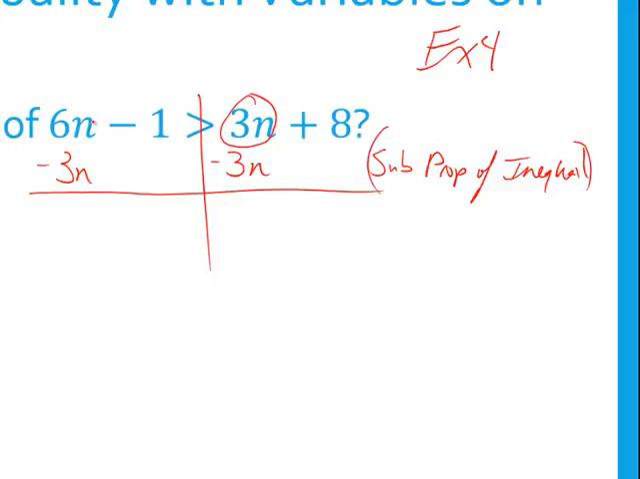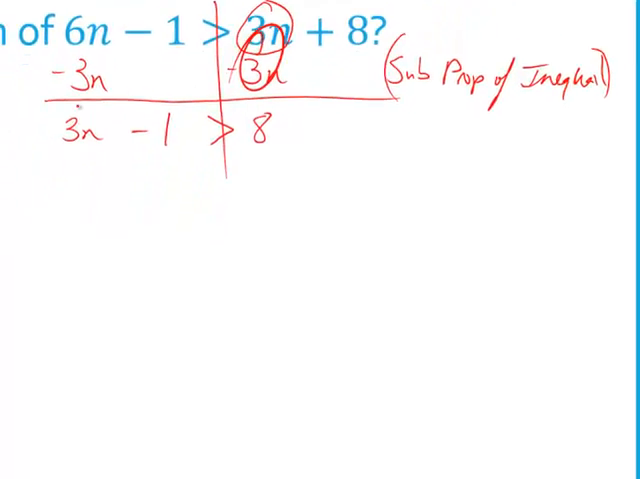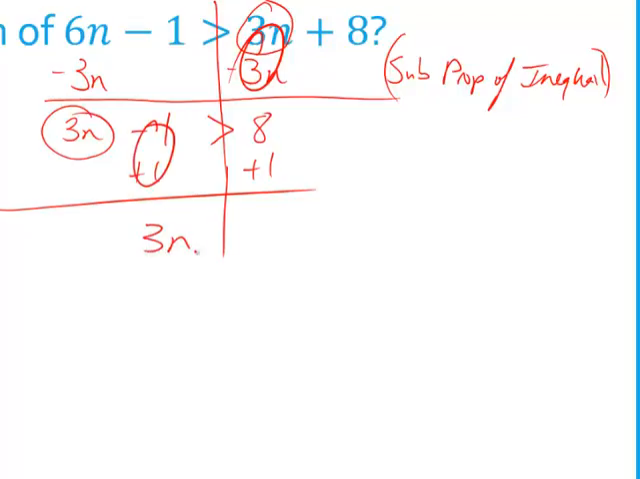Alright, so 6 minus 3 is 3n. Bring down the minus 1, greater than. 3 minus 3 becomes 0, and then plus 8 on the right side. Now we need to get the negative 1 to the right side. So isolate the variable with the n, and add 1 to both sides to get the n by itself. So that'll become 0. So bring down your 3n is greater than 8 plus 1 is 9.